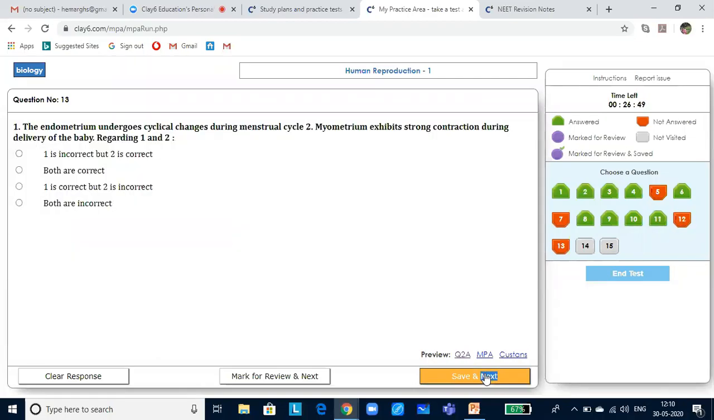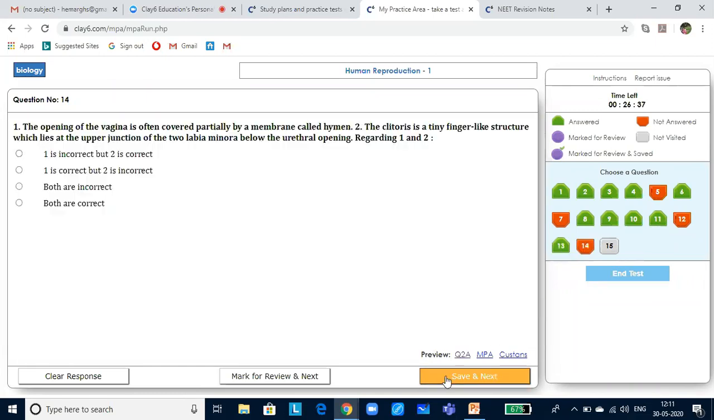In the endometrium, cyclical changes occur during menstrual cycle. The myometrium exhibits strong contraction during the delivery of the baby. Both are correct. The opening of the vagina is covered partially by a membrane called hymen. That is correct. The clitoris is a tiny finger-like structure which lies at the upper junction of two labia minora below the urethral opening. So one is correct, but two is incorrect.